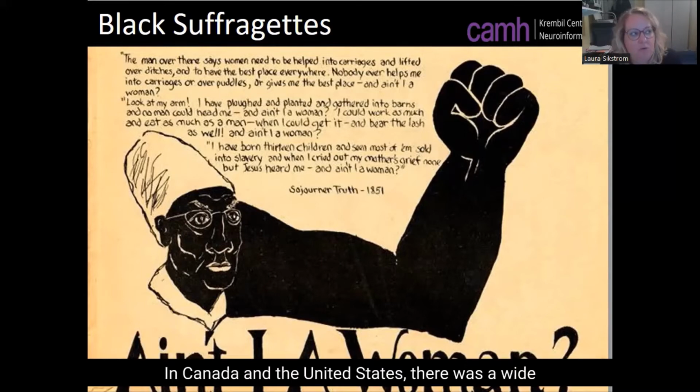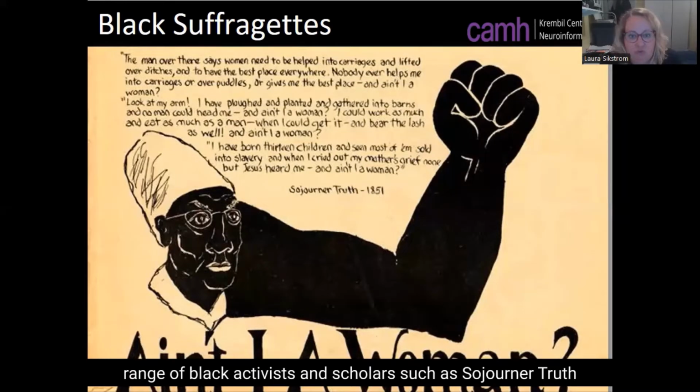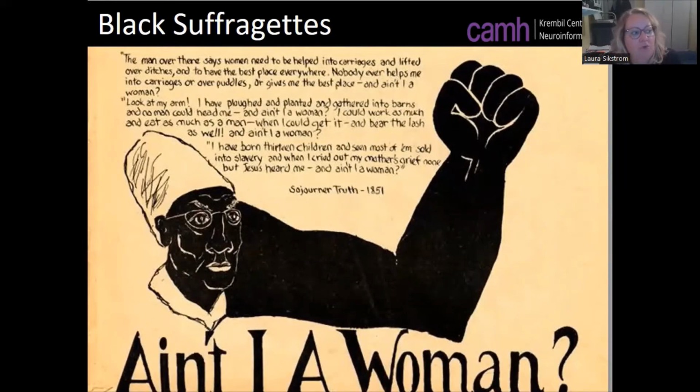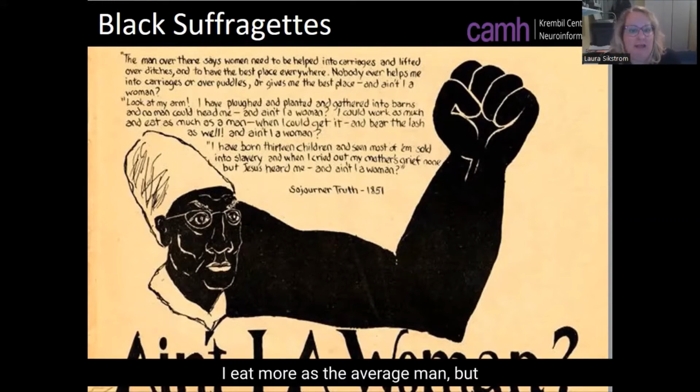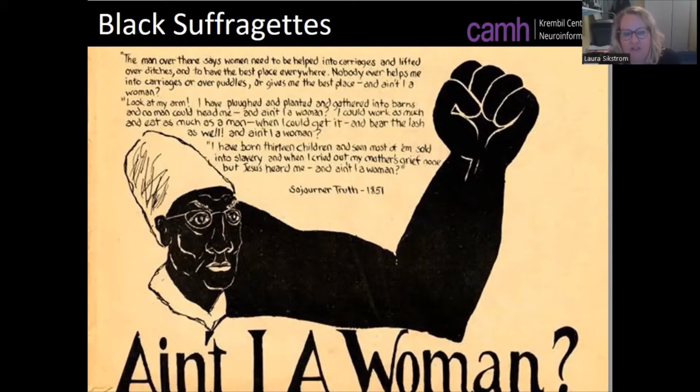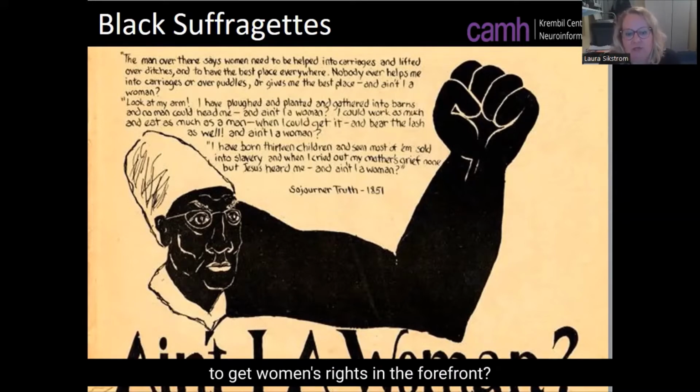There was a wide range of Black activists and scholars, such as Sojourner Truth, who were advocating and saying, look, I am a woman. I might be stronger than the average man. I eat more than the average man, but am I still a woman? Aren't I also part of this effort to get women's rights in the forefront?